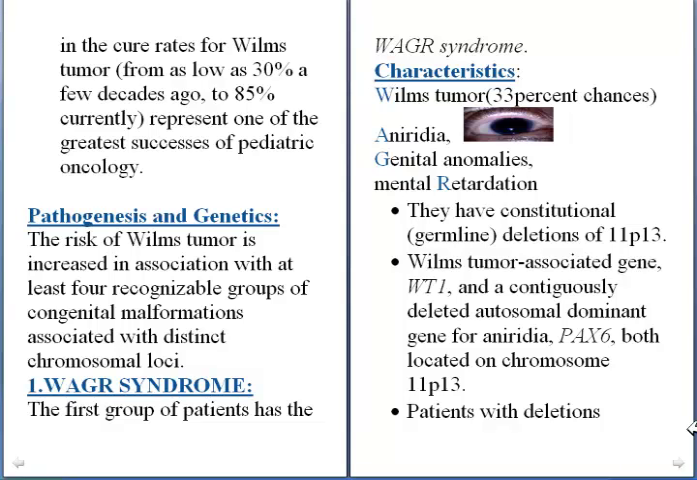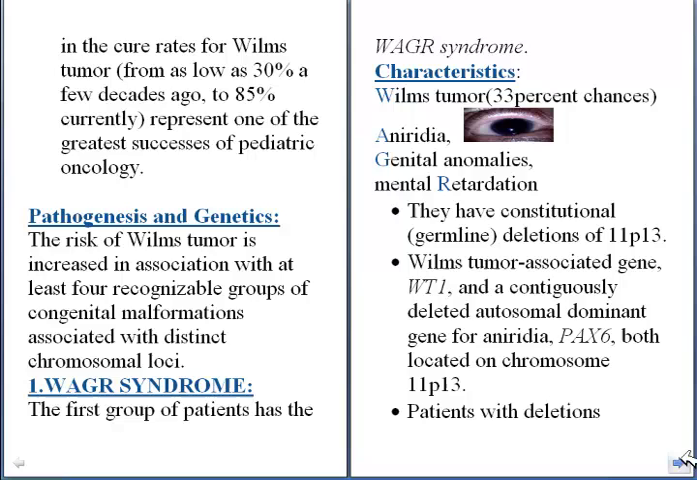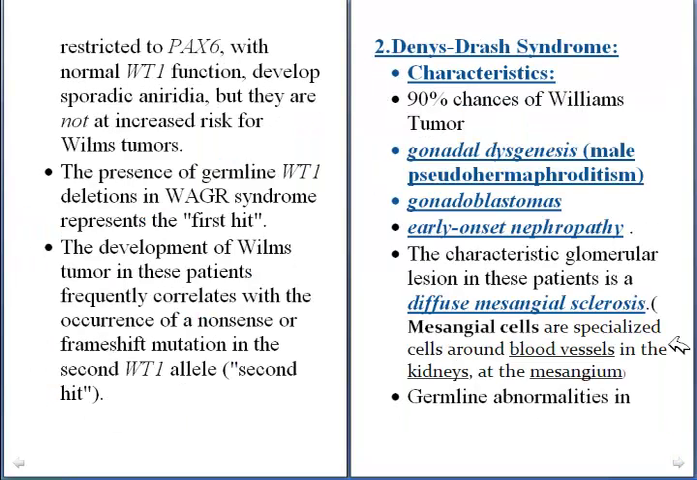Obviously the abnormality in the Wilms tumor associated gene, or the deletion of the autosomal dominant gene for absence of iris, will lead to absence of iris and Wilms tumor in WAGR syndrome, and they are both located on chromosome 11. Now patients with deletions that are restricted to PAX6 and have normal WT1 function, we would expect that they would just have absence of iris and would not have any risk associated with Wilms tumor, because the WT1 gene is functioning normally.